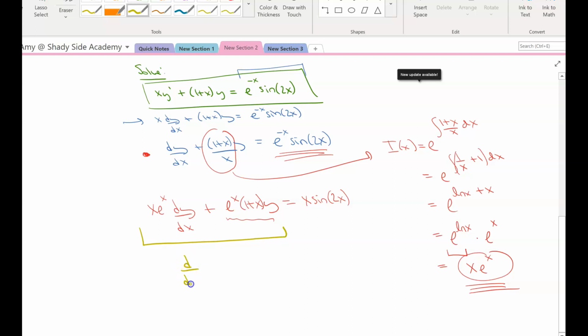It's the derivative with respect to x of a particular product. And that product is always y times this integrating factor, x e to the x. Okay? And this equals x sine of 2x. That's the whole point of this method.